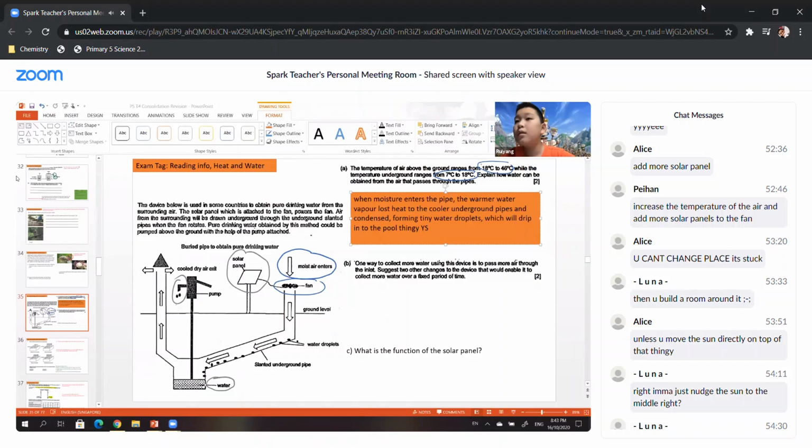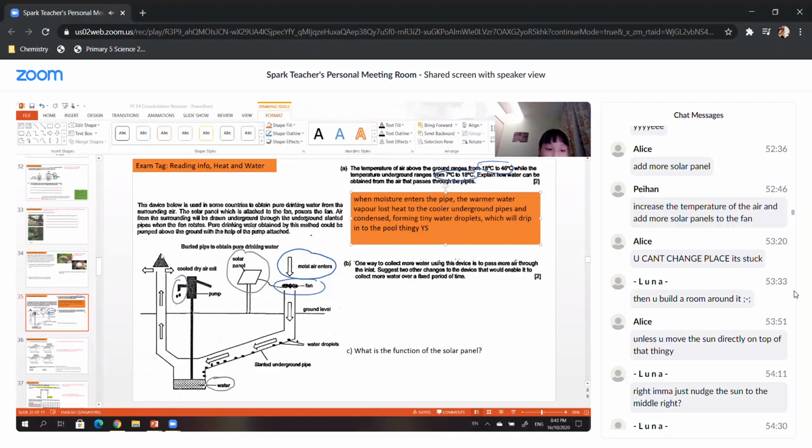Increase the temperature of the air. How do you do that? Hey, Pei Han, how you do that? You know, the air temperature is literally like your surrounding air temperature. You mean now you can change your air temperature? You can't basically say that you want to fix your aircon or you put a heater there, right? Yeah, you can't change the place. It's already stuck there. This entire device is stuck in this place. So you can only increase the size of the solar panel and maybe make the fan spin faster.